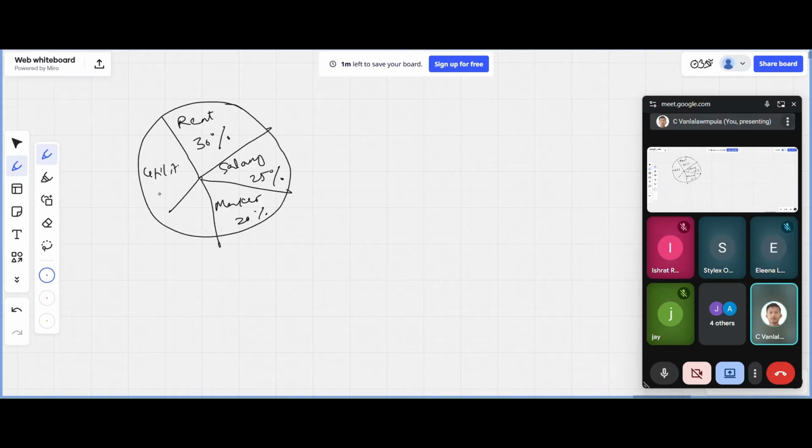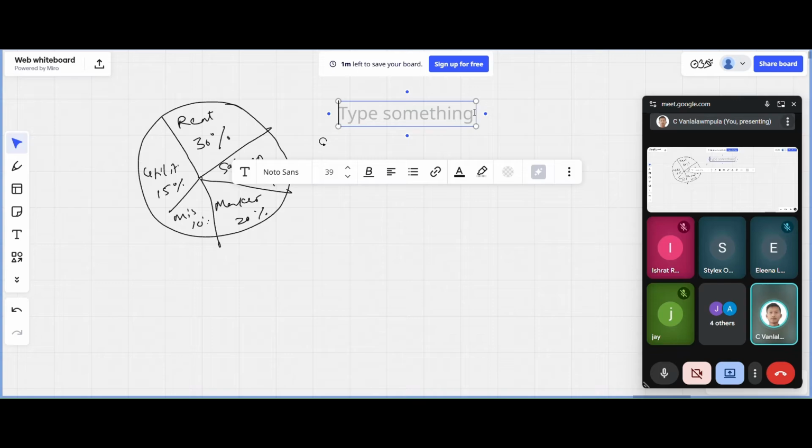Utilities is 15%, and miscellaneous is 10%. So I'll write down. The question will come like this. I think you're familiar with this. So let me just write down everything again.